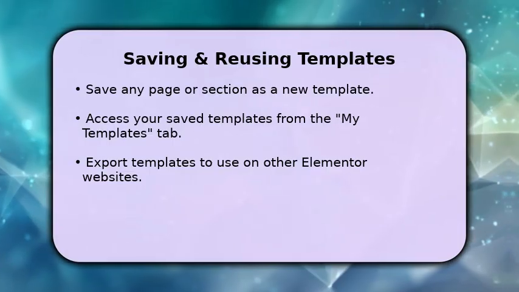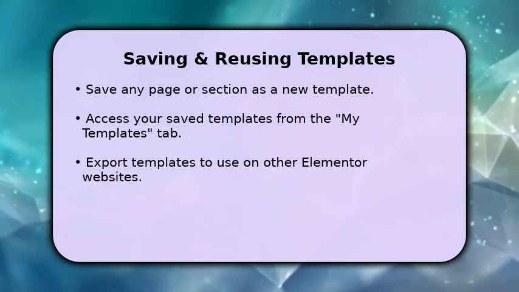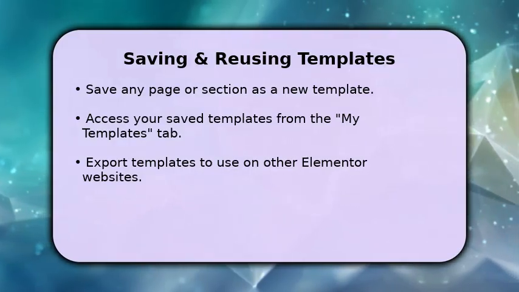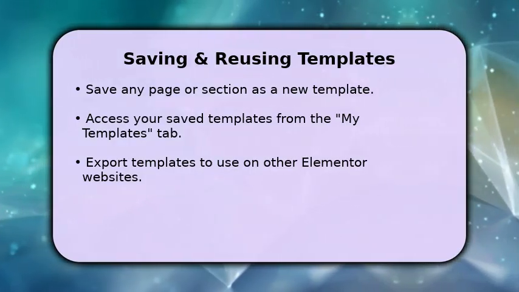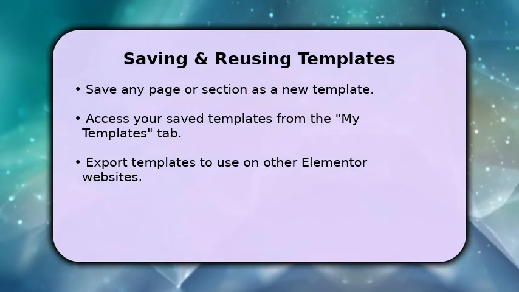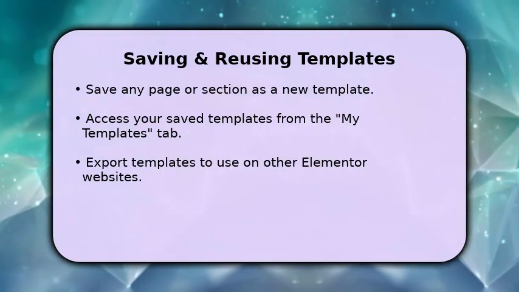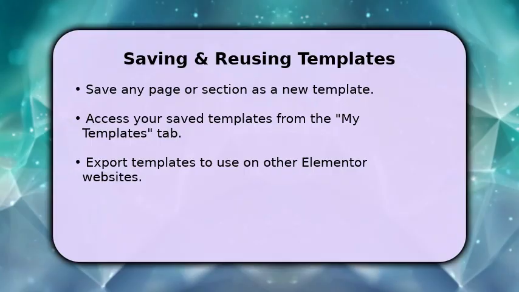Elementor also allows you to save your custom designs as new templates for future use. Simply right-click on any section or column and choose Save as Template. These saved templates are accessible under the My Templates tab in the library. You can also export these templates as JSON files to use on other Elementor websites or import templates from other sites, significantly streamlining your design workflow and saving you valuable time.